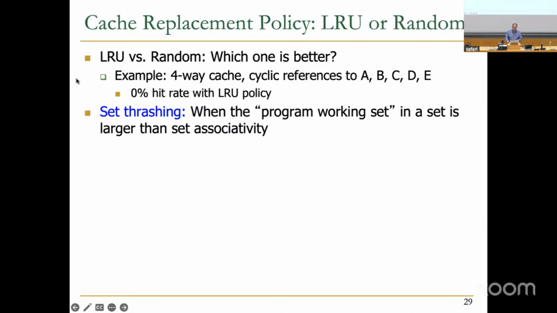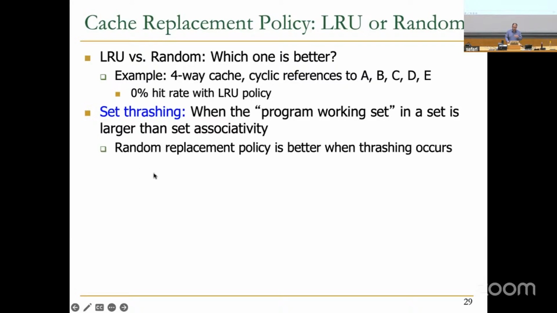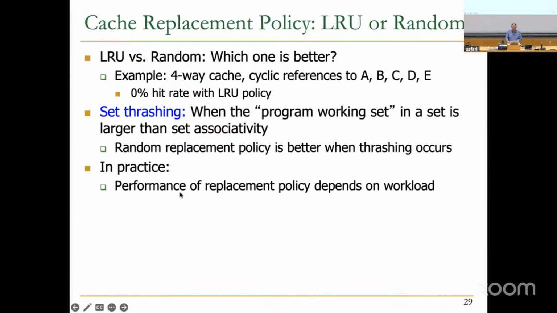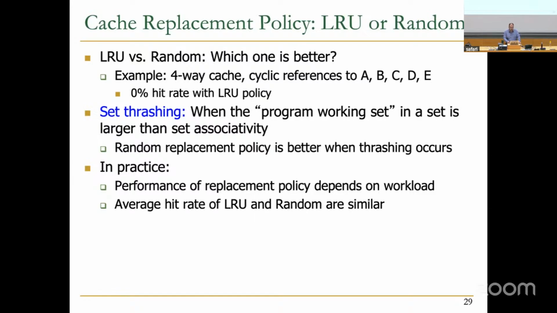That can cause LRU not to work perfectly here. In such cases, people have shown that the random replacement policy is better when thrashing occurs. In practice, people show that the performance of a replacement policy depends on the workload. Different workloads can have different best replacement policies. And the average hit rate of LRU and random are similar. When you average the miss rate or the performance across many, many workloads, you can see that they work overall the same on average. But when you check every workload separately, you can see that for a specific workload, LRU might be better.